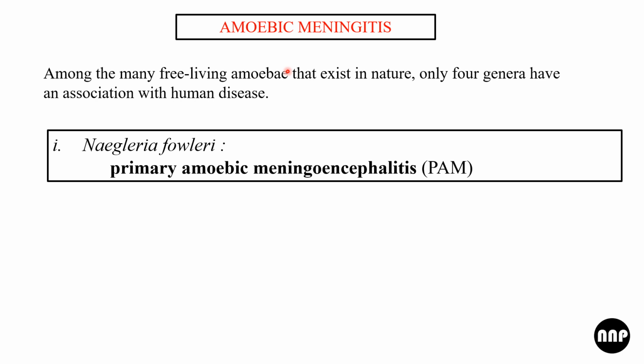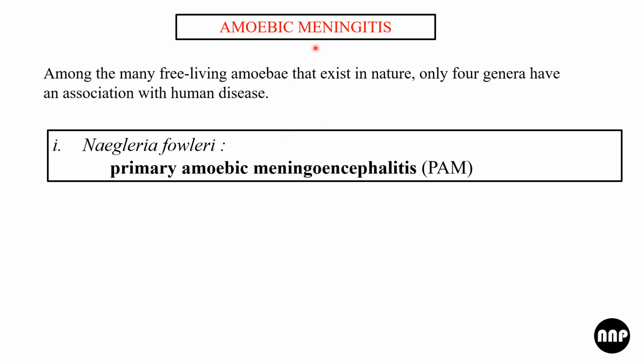In amoebic meningitis, among the many free-living amoebae that exist in nature, only 4 genera have association with human disease, out of which one causes meningitis. Actually, it causes meningoencephalitis. The organism is Naegleria fowleri. It causes primary amoebic meningoencephalitis. Others like Acanthamoeba, Balamuthia, Sappinia, they don't cause meningitis.